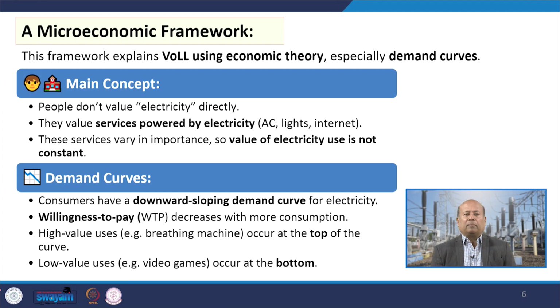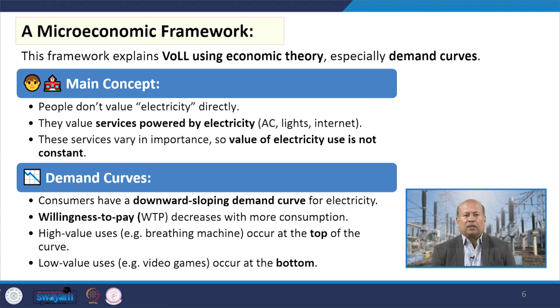Now let us understand a microeconomic framework. This framework explains VoLL using economic theory, especially demand curves. The main concept: people don't value electricity directly, they value services powered by electricity, AC, lights, internet. These services vary in importance, so value of electricity use is not constant.